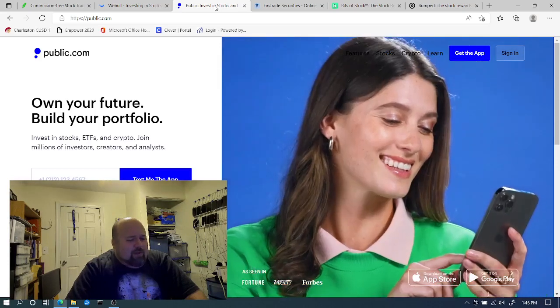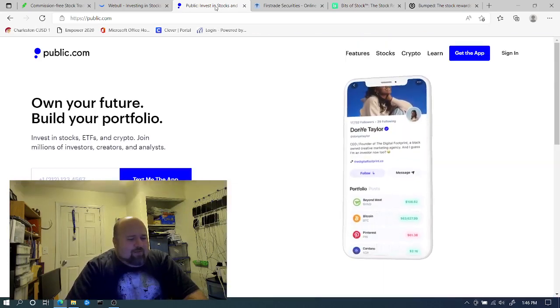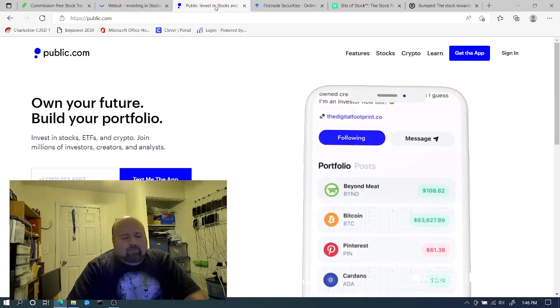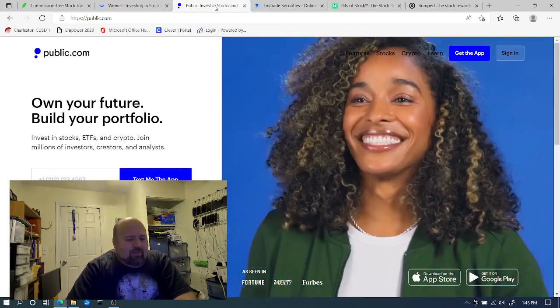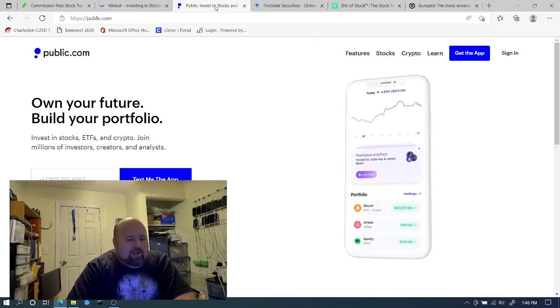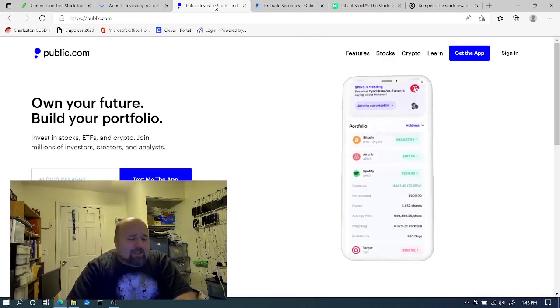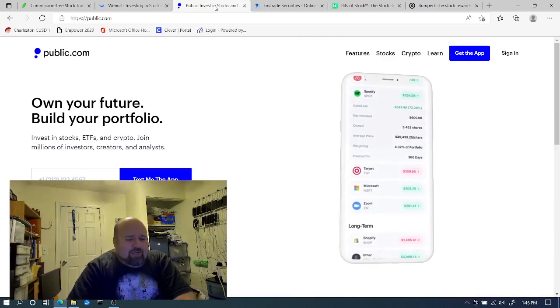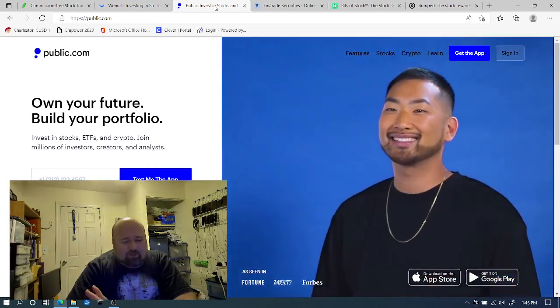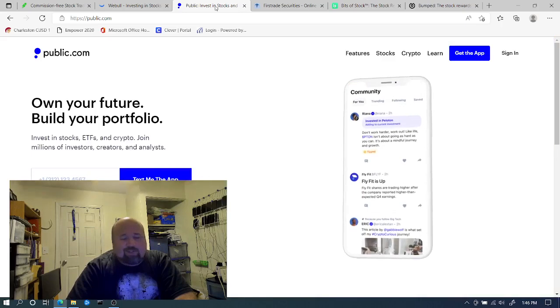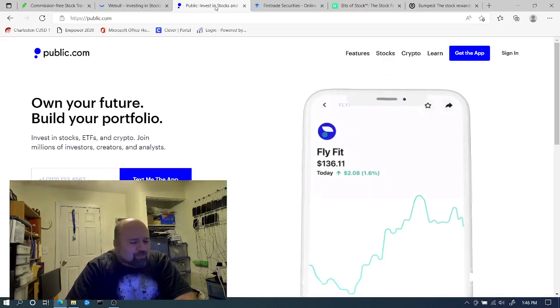So last one of this category is First Trade. I use them a little bit, mostly for reverse splits, but you can get 2 free stocks by signing up. Usually it's going to be closer to $3 for each of those.